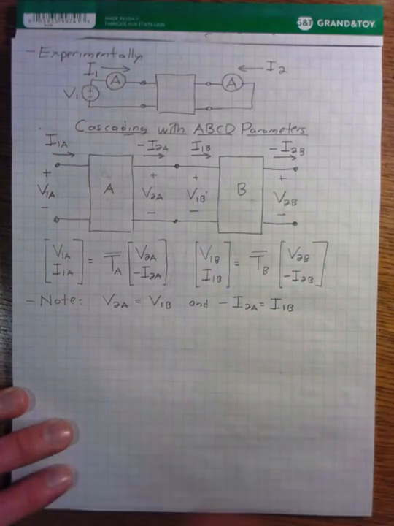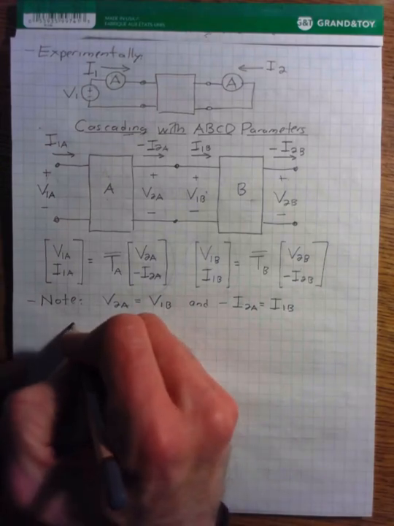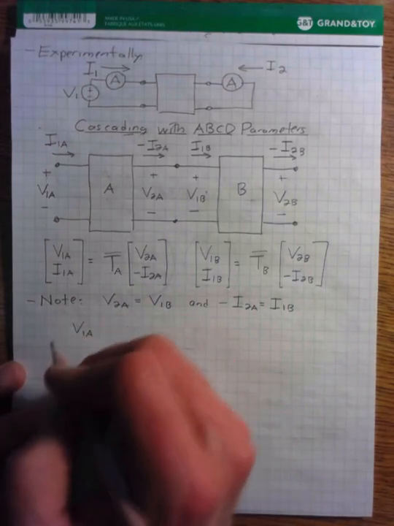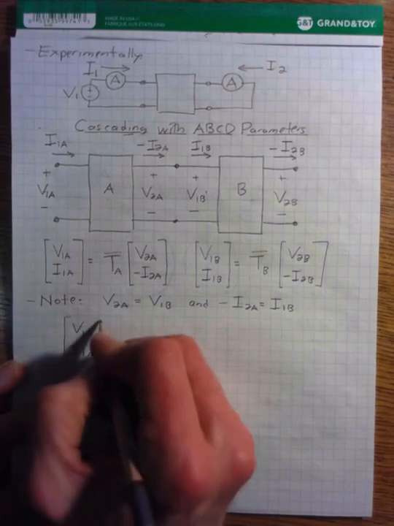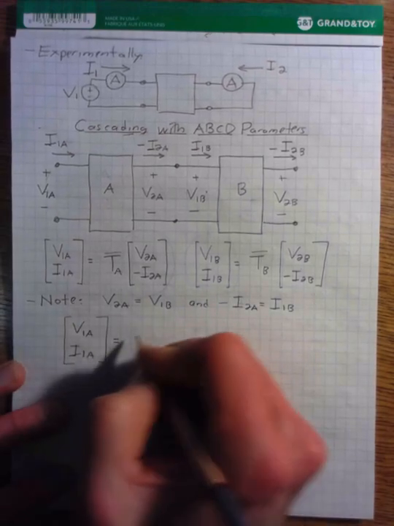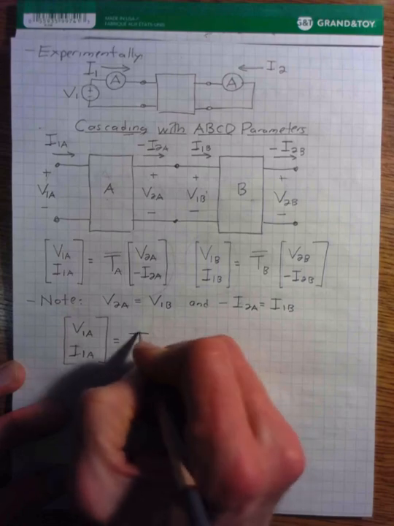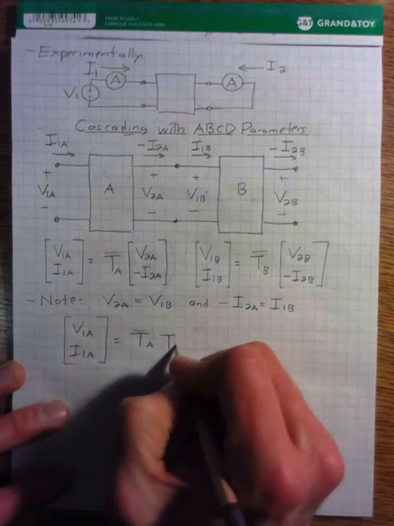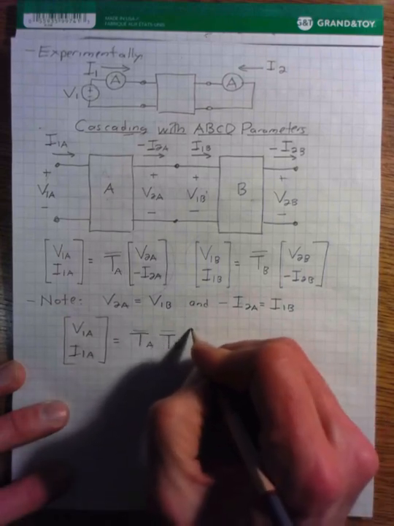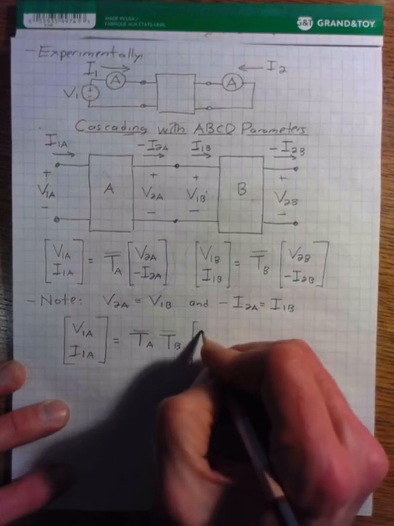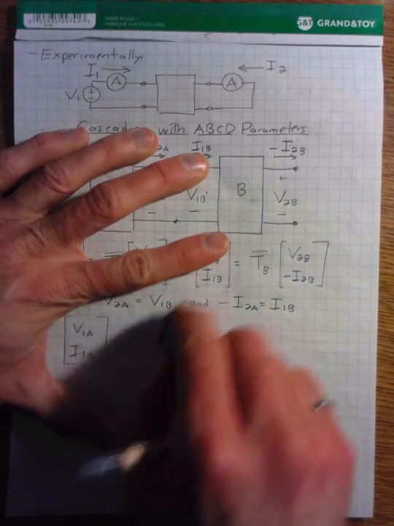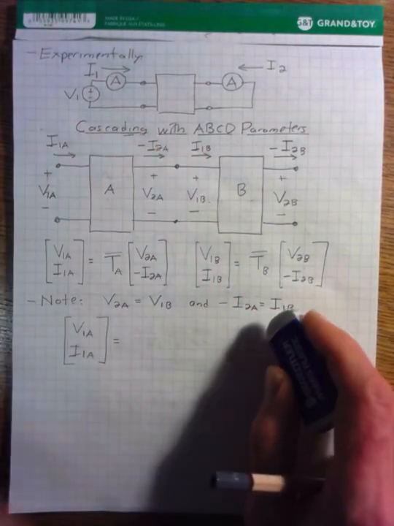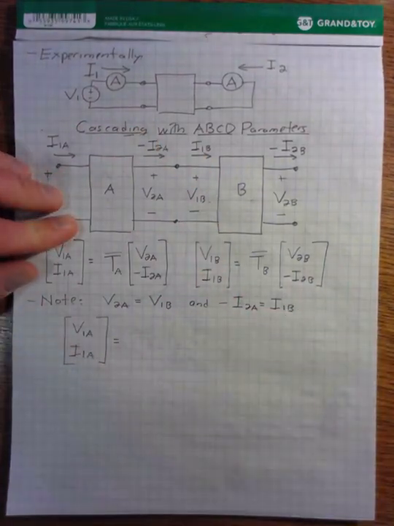And so we can write V1A, I1A is equal to TA times TB, well, actually, I'll write this out a little longer, or a little bit more explicitly.